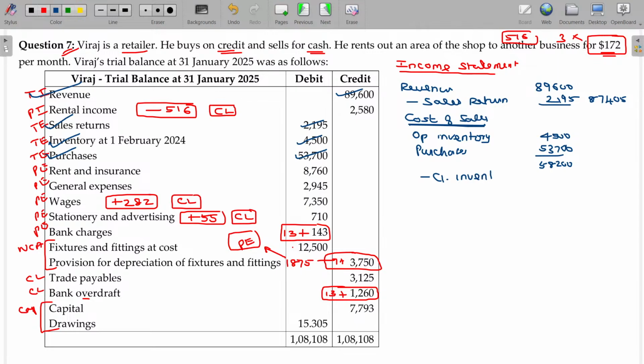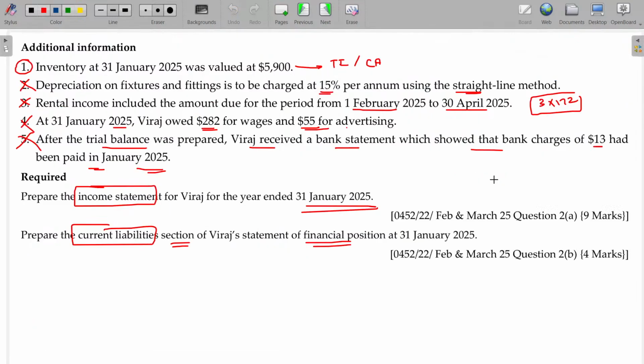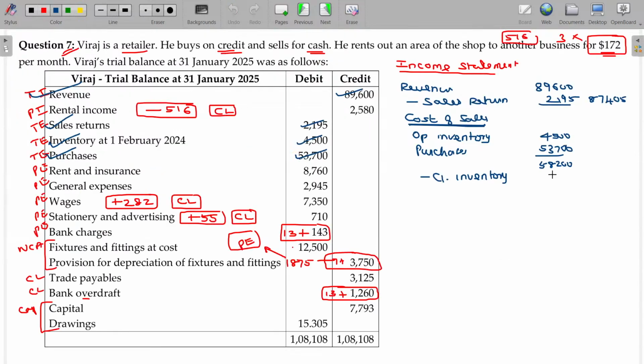Closing inventory, this one, right? So closing inventory to be subtracted, 5,900. Still we need to record again, 5,900 is subtracted. Then the ultimate value being the cost of goods sold, 52,300. Then the value you get is called gross profit. The gross profit in this case being 35,105.